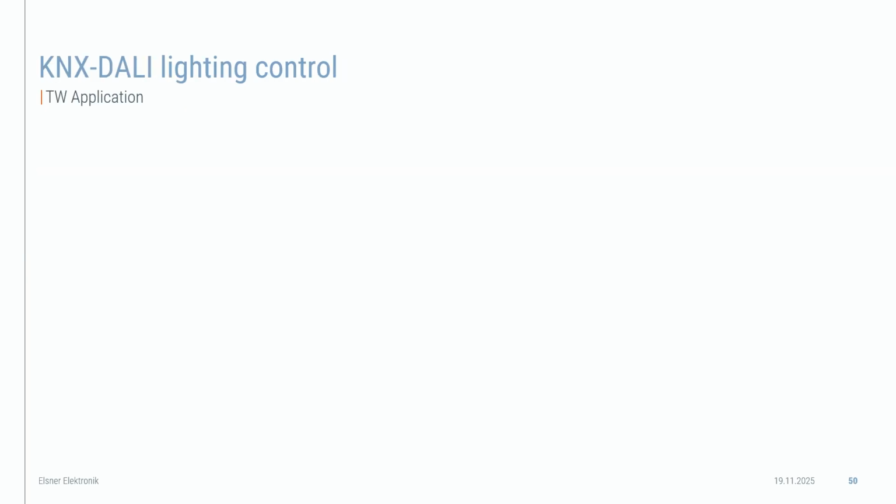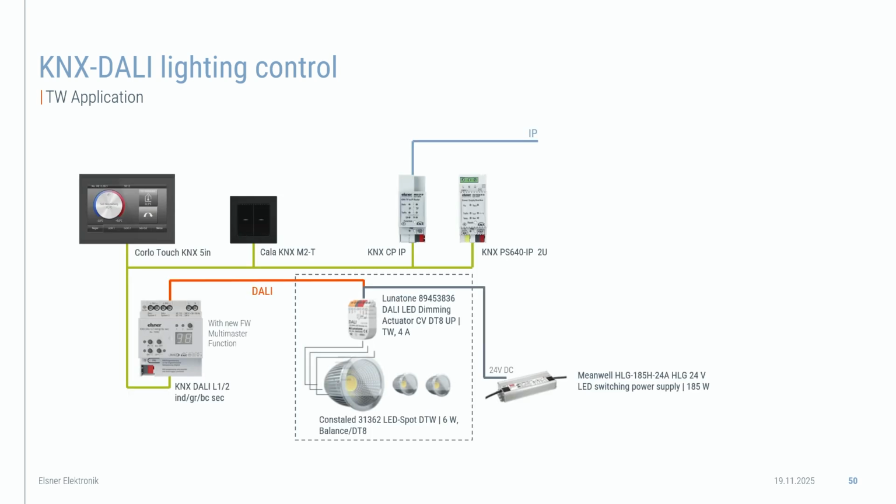And now we'll go to a KNX lighting control tunable white application. As you can see in the picture, we have a modern application example using sensors on the KNX side and DALI on the other side. On the KNX side, we can see the Corlo Touch 5-inch and the KNX M2T, those are Elsner devices, as well as the KNX DALI L1, which is the gateway. And here the device or the ballast is an LED driver supplied from an external 24-volt DC.